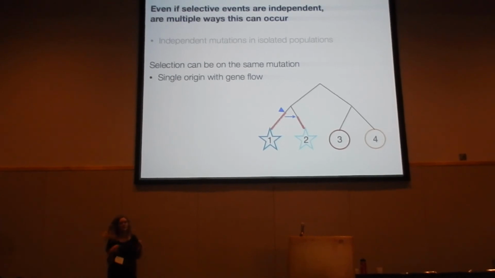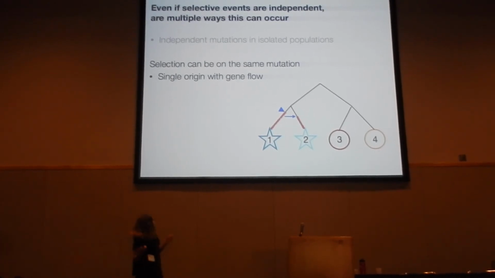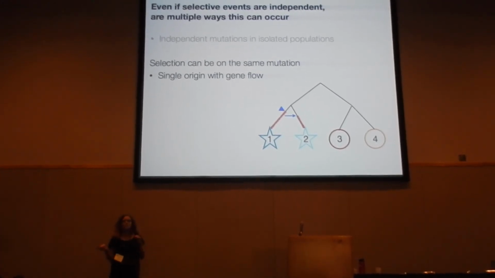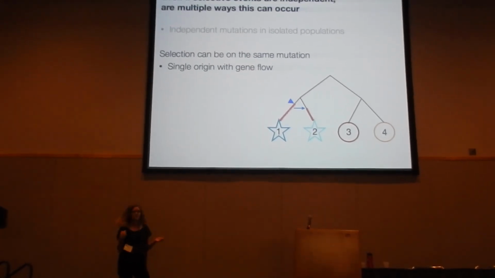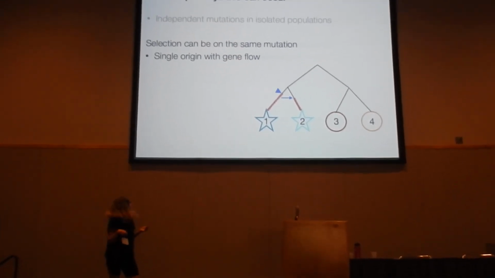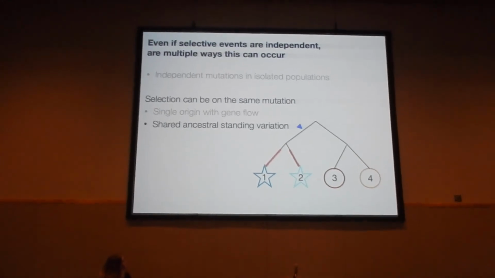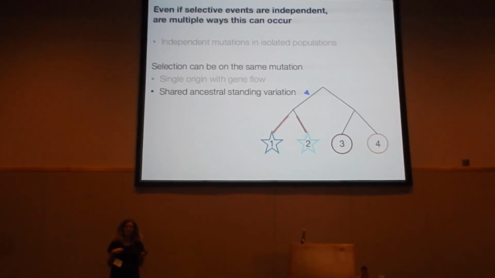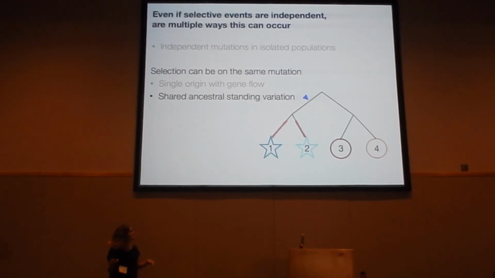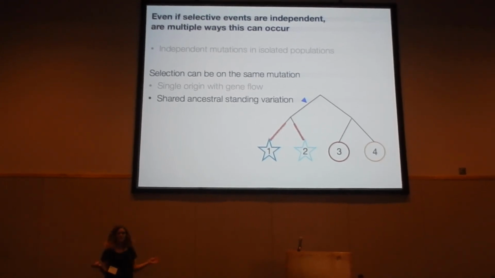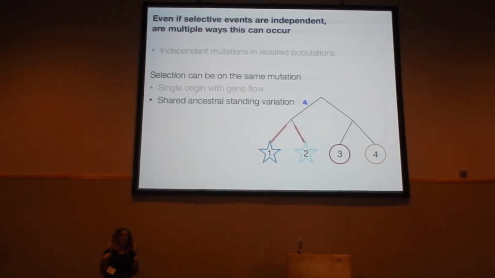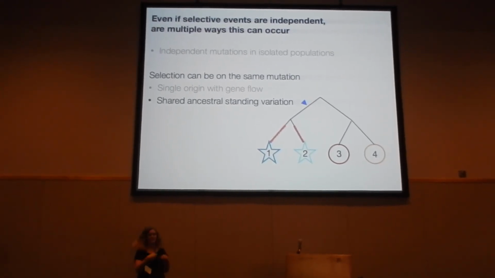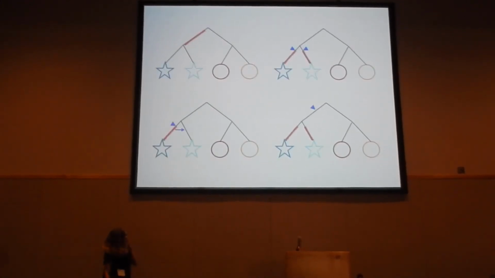Additionally, selection can be on the same mutation. One way this could happen is that there could be a single origin of our beneficial allele that is spreading throughout our populations via migration. And lastly, we can have selection on something that was shared in the ancestor of our 2 selected populations. It arose sometime in the past, and then once our populations are isolated from each other, they're in their novel selective environment, and selection occurs.